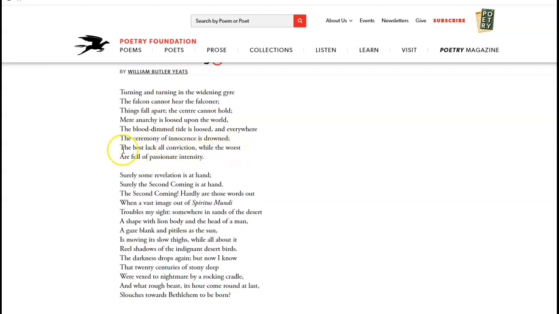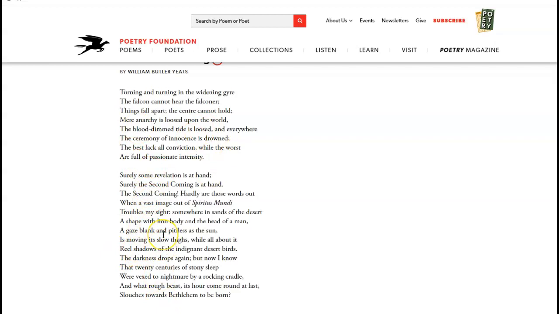And those who are the best people, they lack that, they lose that, and the worst people are full of passionate intensity. They have passion for what it is, but they are bad. So we have juxtaposition here, and antithesis. We have the best who are losing that best part of them, and the worst who are passionate about being the worst, about having the worst views. So we're looking at society here, and we have to look at this first stanza to figure that out.